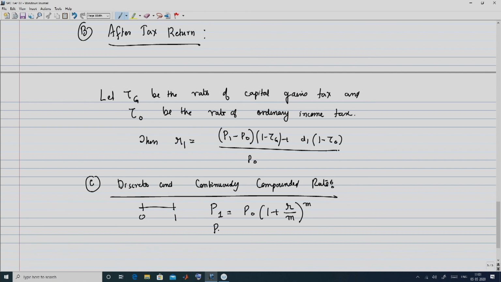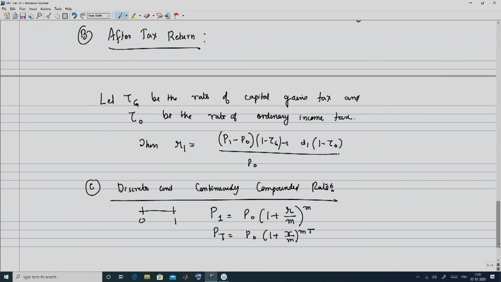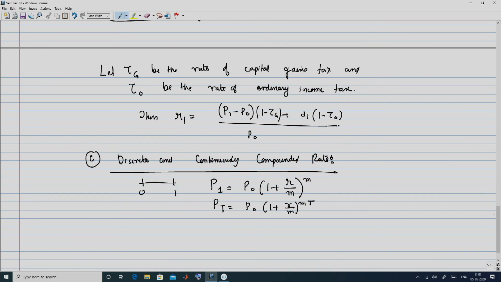And then in general, if it is for t number of years, this is going to be P0 into (1 plus R by m) to the power m t. This is the discrete version, and the continuous version, as we had done in the previous class, is going to be that generically P of t is P0 into e raised to r t, or some r prime t. We denote this by r prime just to distinguish this.